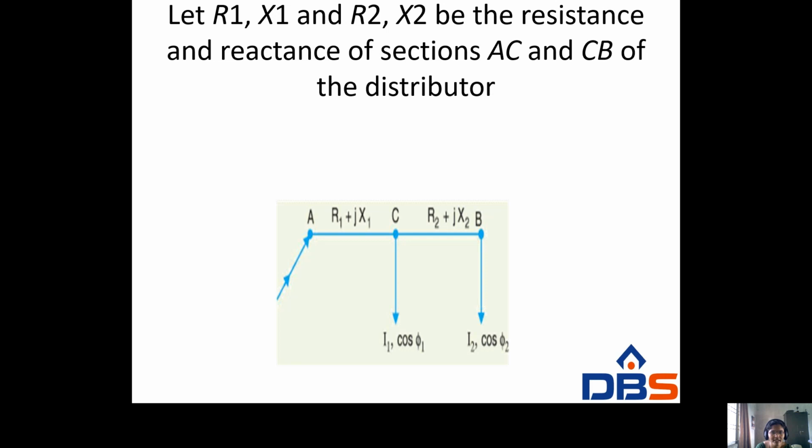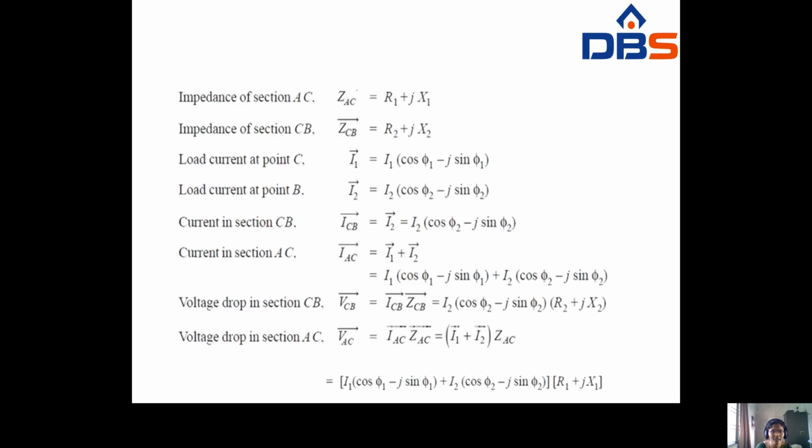Let R1, X1 and R2, X2 be the resistance and reactance of the sections AC and CB of the distributor. For section AC, assume the resistance is R1 and the reactance is X1. Similarly for section CB, assume the resistance is R2 and the reactance is X2. Impedance of section AC, ZAC equals R1 plus jX1, and impedance of section CB, ZCB equals R2 plus jX2.